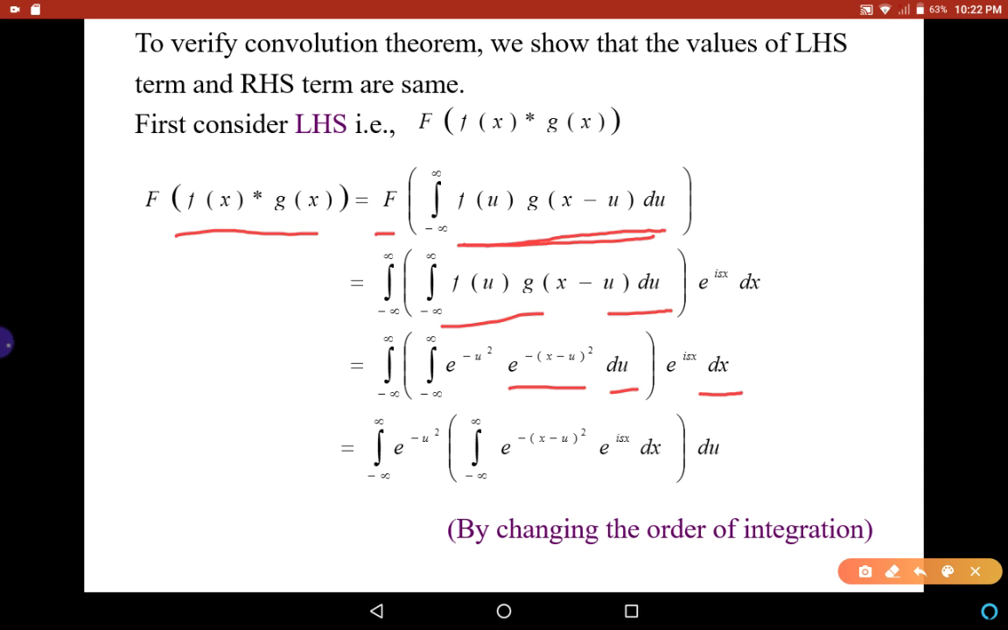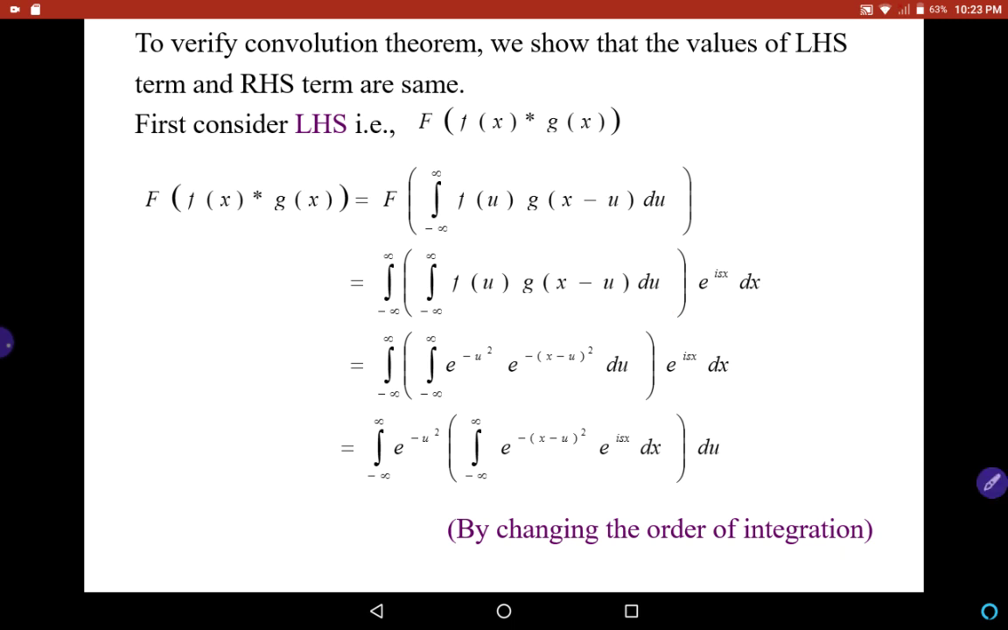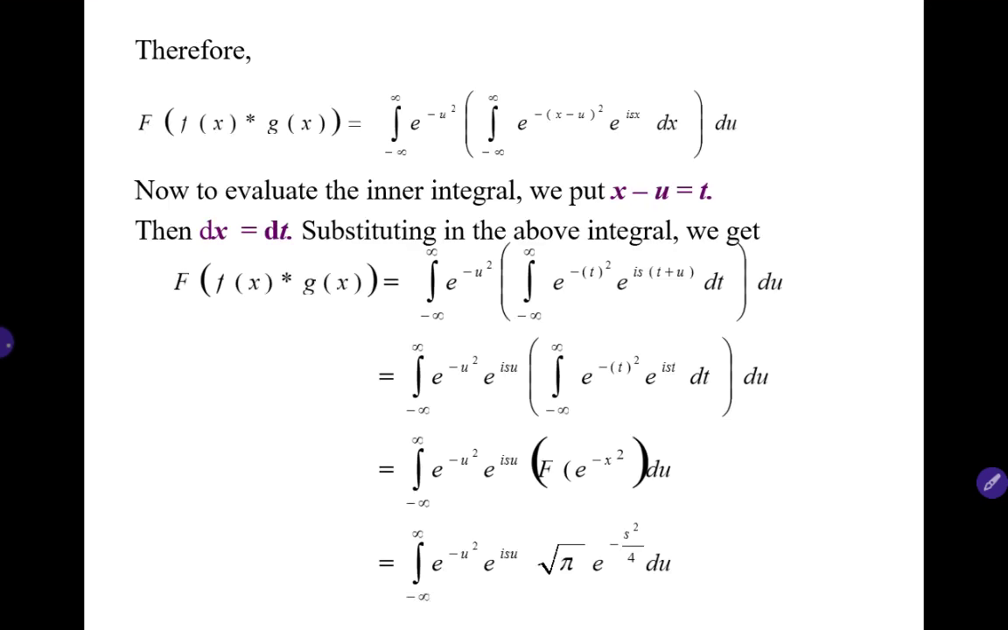So upon changing the order of integration, we get integral minus infinity to infinity e power minus u square into integral minus infinity to infinity e power minus x minus u whole square into e power isx dx du. Now the integral with respect to x became inner integral and integral with respect to u became outer integral after changing the order of integration. So this is the equation we obtained. f of x star g of x is equal to integral minus infinity to infinity e power minus u square into integral minus infinity to infinity e power minus of x minus u whole square into e power isx dx du.